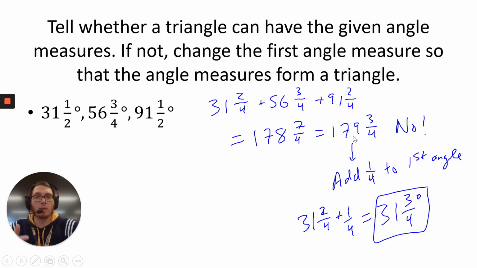So let's think about it. We're at 179 3/4. I'm off by a fourth, so I need to add 1/4 to that first number. 31 and a half, or 2/4, plus a fourth would be 31 3/4. There's a lot of direction reading at that point. You have to make sure you change the first angle so that it adds up to 180.